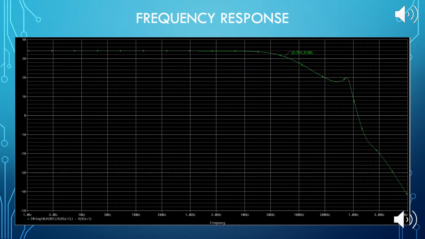When I did the AC analysis, I got my frequency response, which was smooth, but when I put it into dB, it gave me a little nick around 1 hertz, and I wasn't able to get it to be a smooth curve. But my negative 3 dB point is around 53.76 kilohertz for my AC analysis.